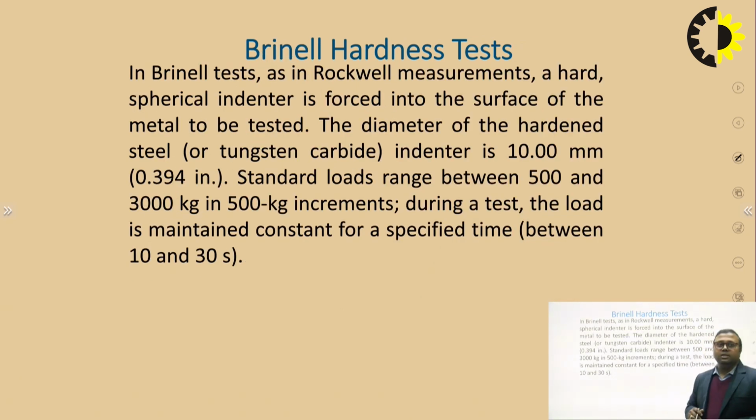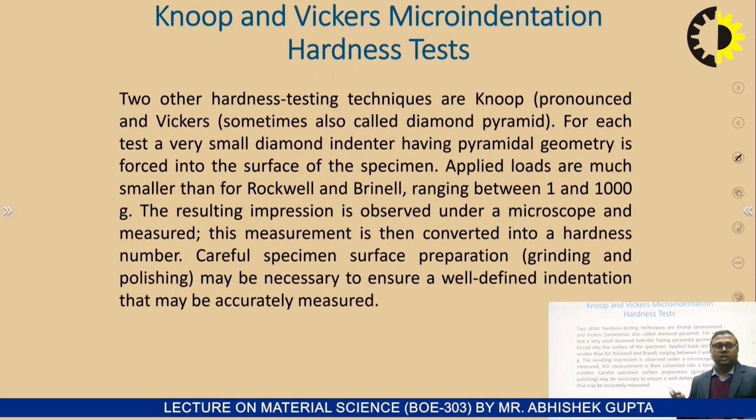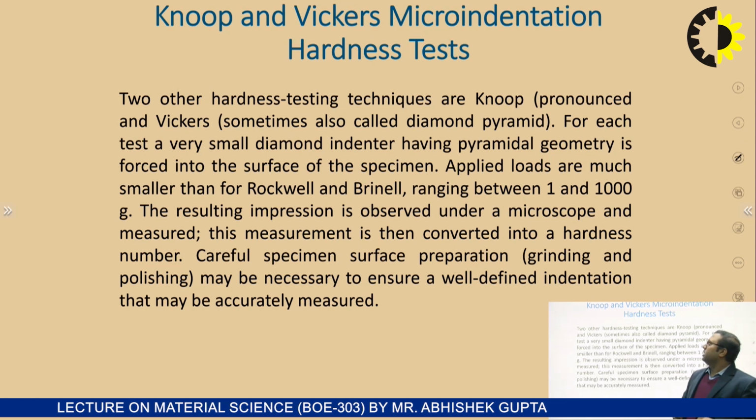Then the second hardness method is the Brinell hardness test. The Brinell hardness test is the same as the Rockwell hardness test. Here a hard spherical indenter is forced onto the particular surface on which the testing has to be performed, and the indenter, which is made of hardened steel or tungsten carbide, has a diameter of around 10 mm. The standard load ranges from 500 to 3000 kg in 500 kg increments during the test. This load is maintained for a constant period of time, ranging from 10 seconds to 30 seconds.